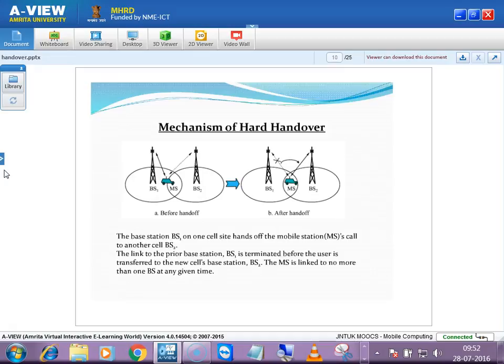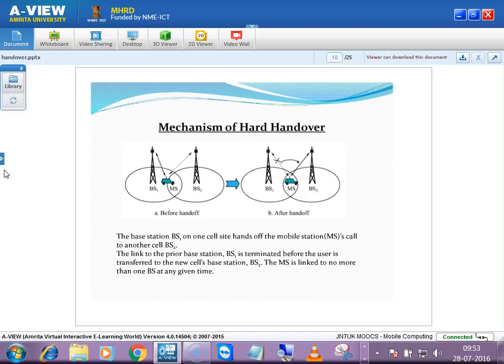So one cell only will be covering the entire zone. So these are some of the scenarios. Okay, mechanism of handover. What exactly happens is, see, here we are having before handoff and after handoff.